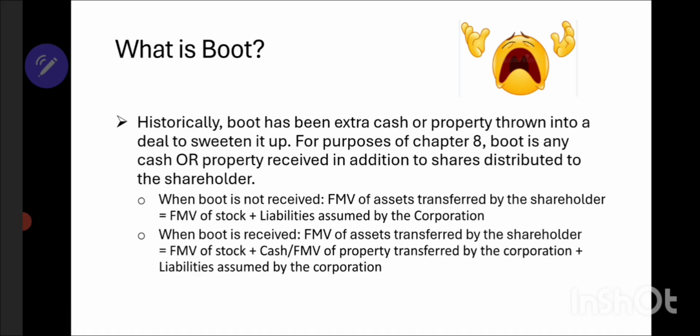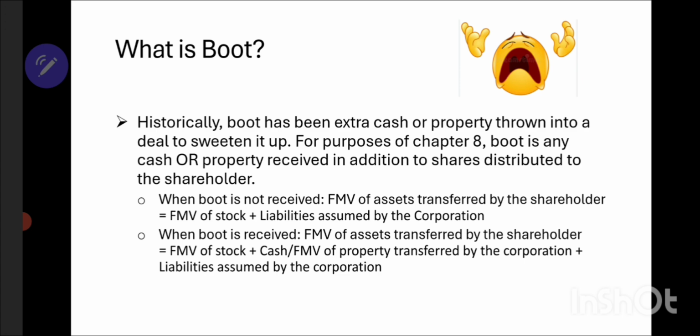Oh my lord. What is boot? I could not figure out what boot was. Is it cash? Is it property? I genuinely just had no idea. This took me so long to figure out. Historically, boot has been extra cash or property thrown into a deal to sweeten it up. Now we're tax accountants, so do we get a sweet deal? No, we don't.